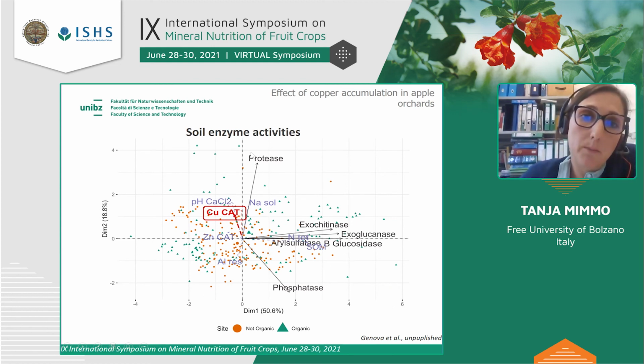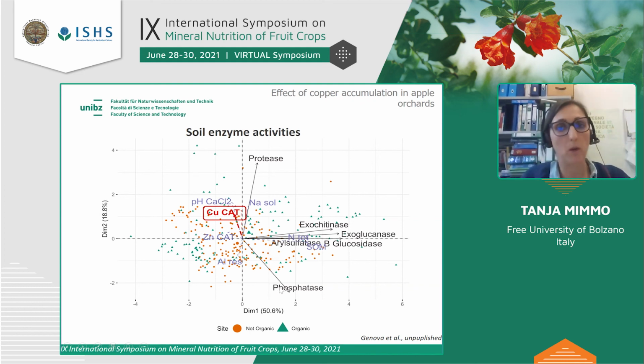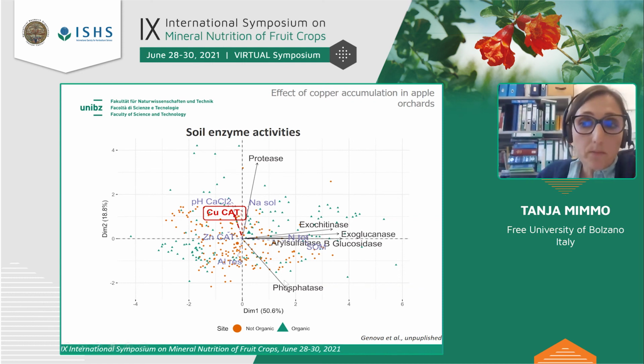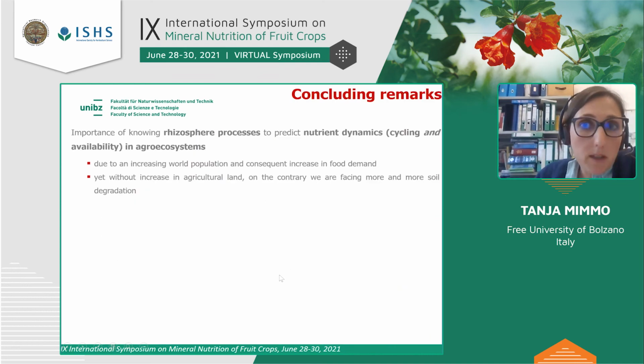On the other hand, the protease and the phosphatase, first of all, were negatively correlated with each other, but they also correlated with copper concentration. For the protease, it was a positive correlation. With the phosphatase, it was a negative correlation. This was quite interesting, and I'm really curious now what happens next, especially to the soil microbiome. So I'm already coming to my concluding remarks, I hope still in time.